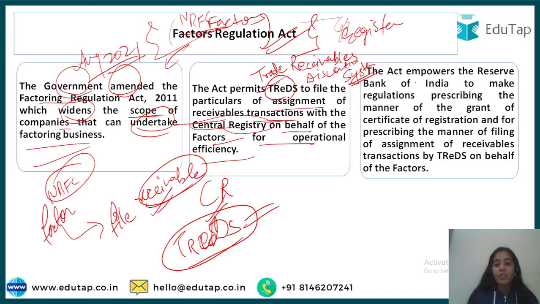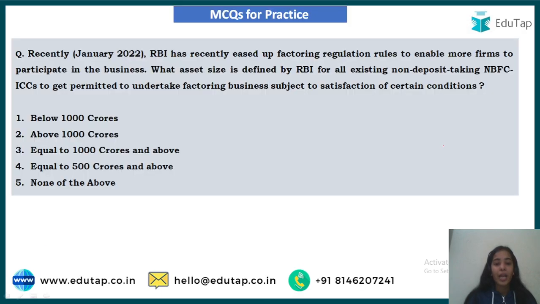The act empowers the Reserve Bank of India to make regulations related to prescribing the manner of the grant of certificate of registration, that is, who will get the registration. That is decided by RBI, as the act has empowered the RBI to take such actions, and for prescribing the manner of filing of assignment of receivables transactions by TREDS on behalf of the factors. So RBI is prescribing how you can get the registration or not. So all of the factors are coming under the RBI itself. The act is made and amended by the government though.